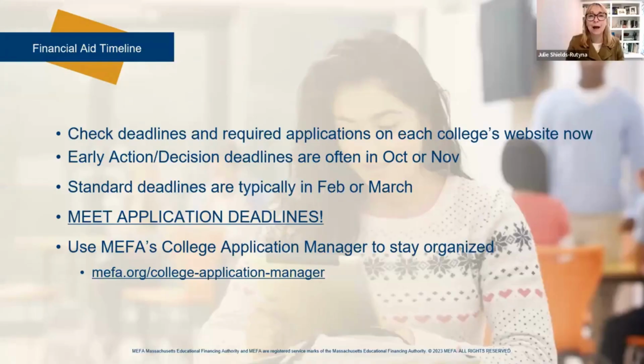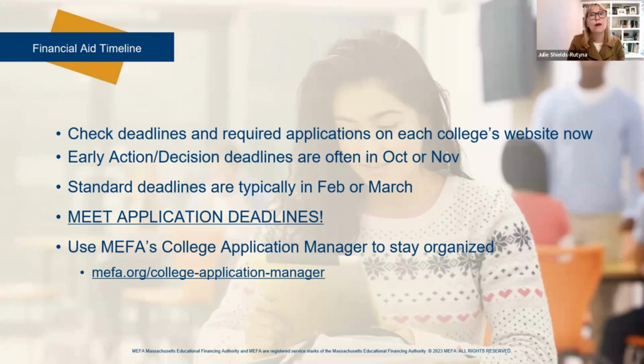So let's talk about the application process. So here's the timeline. When a student is a senior in high school, they're really getting ready to think about what colleges they're going to apply to. So you're on those admissions websites and you're making note of deadlines and what's needed for each application.